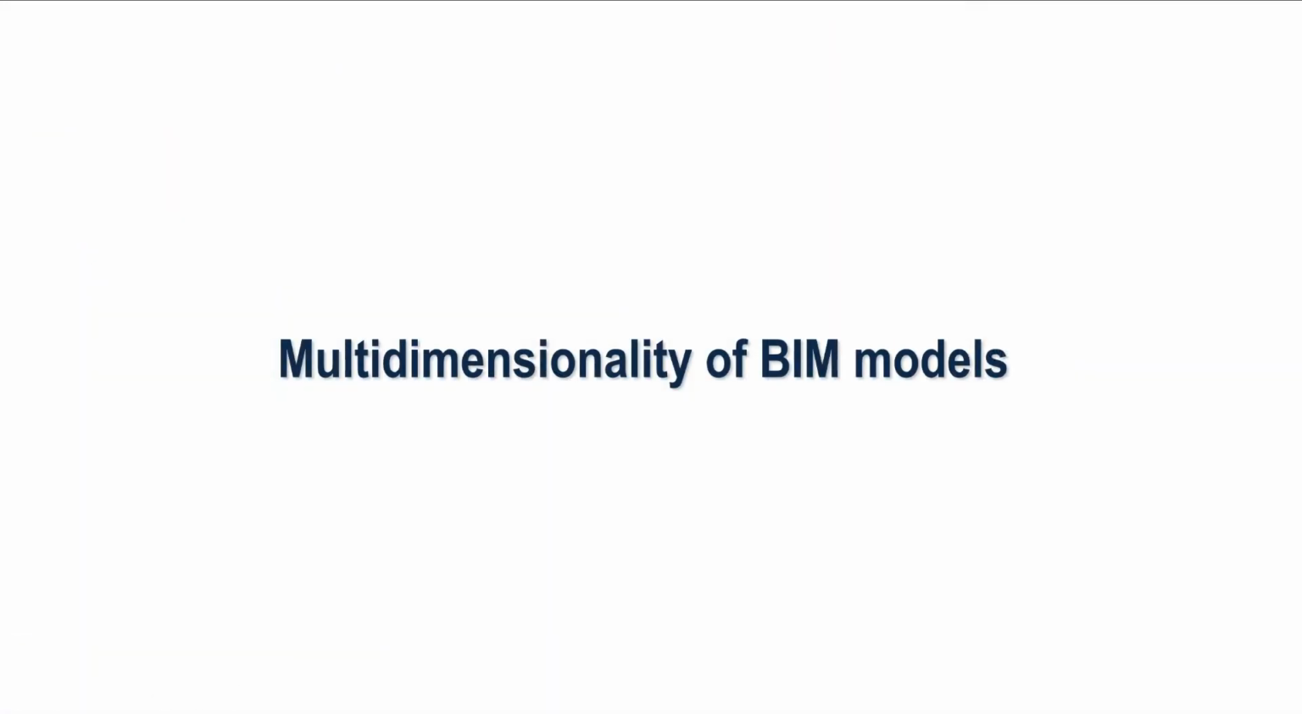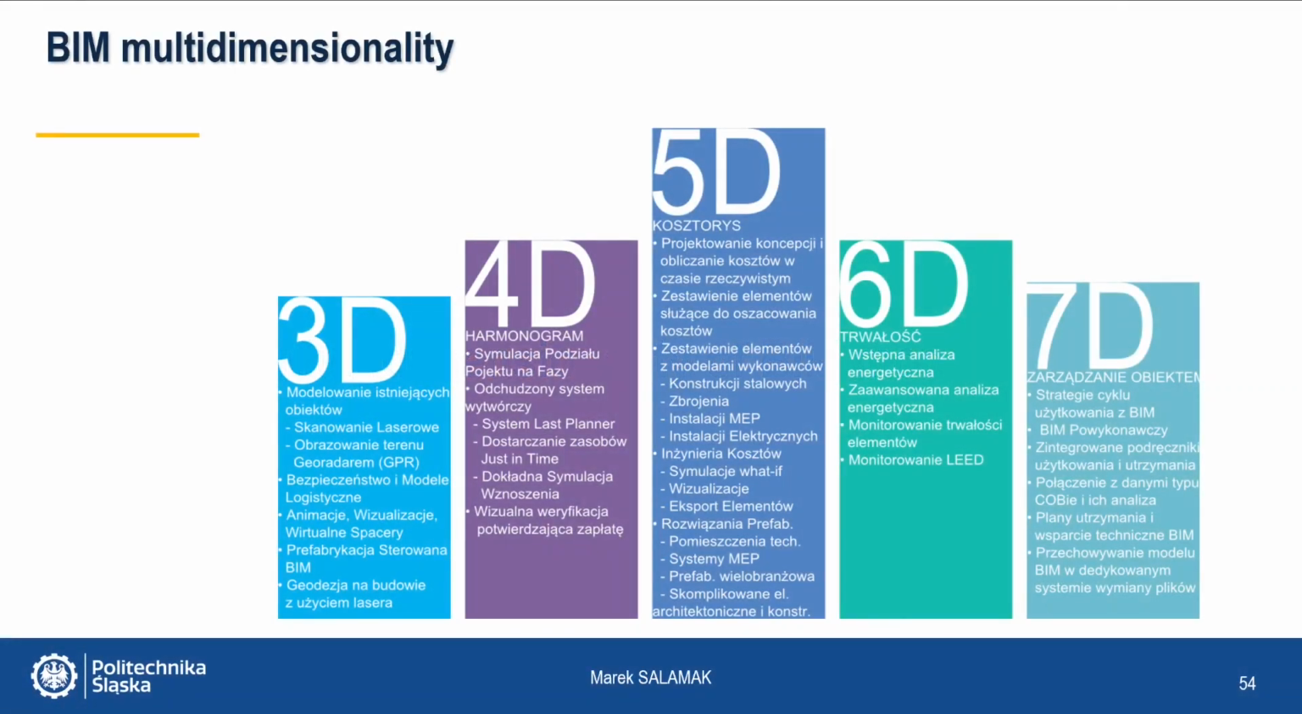I already spoke about multidimensionality in the last lecture, but now we will see more examples. So just to remind you, 3D is only geometry. 4D is about time and schedules. 5D is the cost. 6D, durability and environmental analysis. Whereas 7D is about facility management.